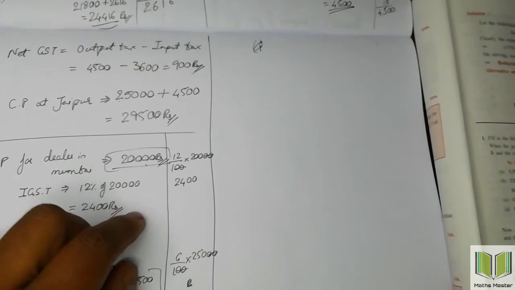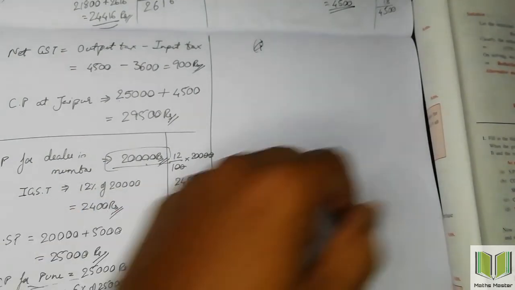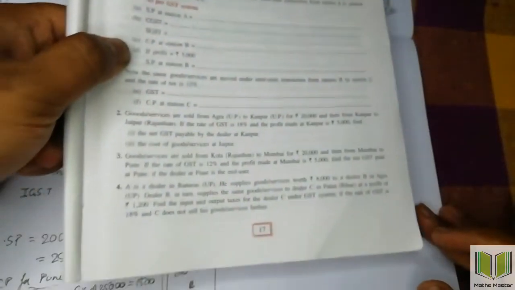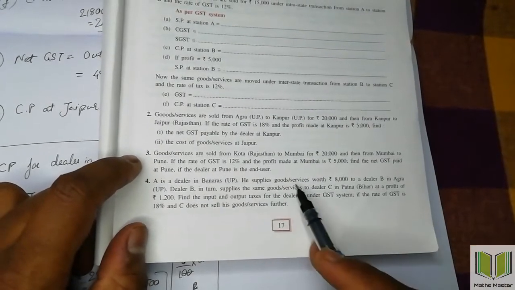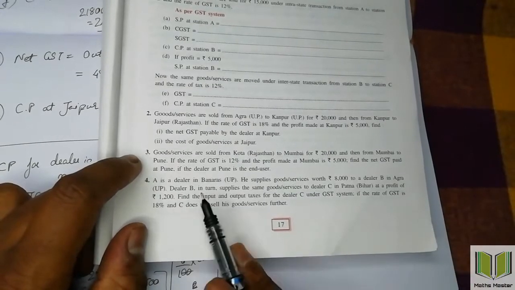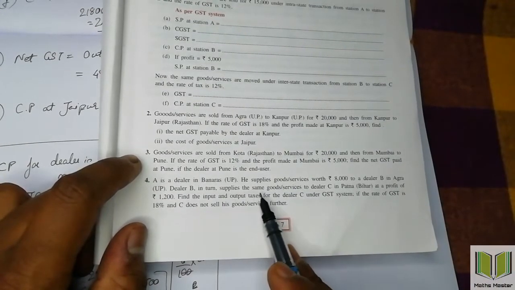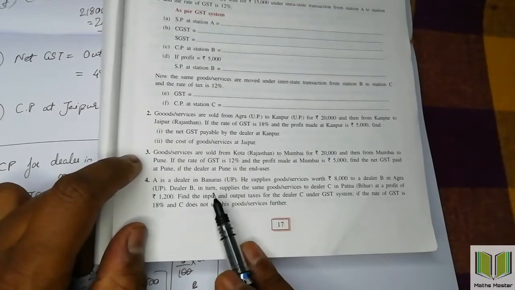Okay, now the fourth question. A is a dealer in Banaras, UP. I think you're able to see it. A is a dealer in Banaras. He supplies goods and services worth 8,000 to a dealer B in Agra. Dealer B in turn supplies the same goods and services to dealer C in Patna. Check it out.